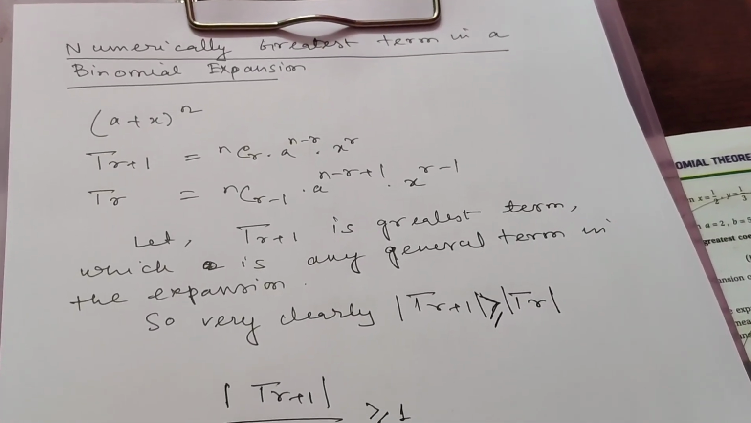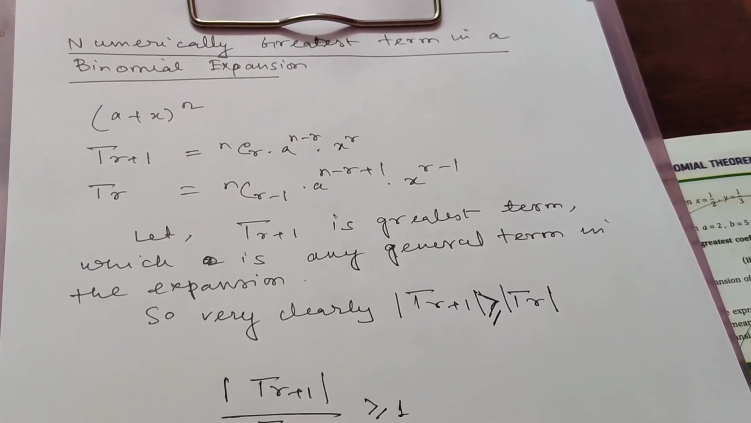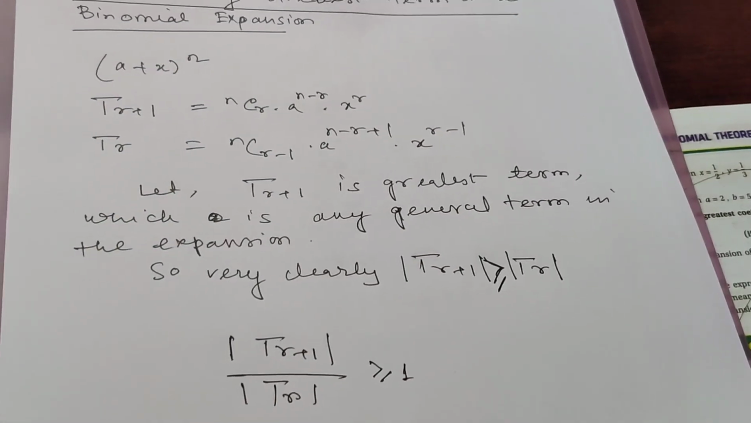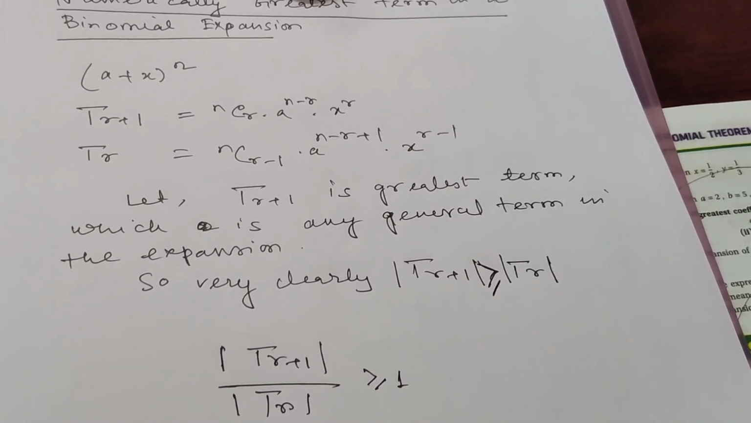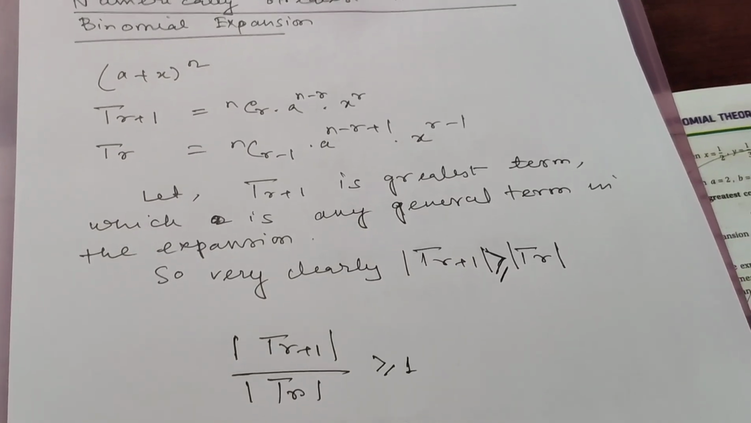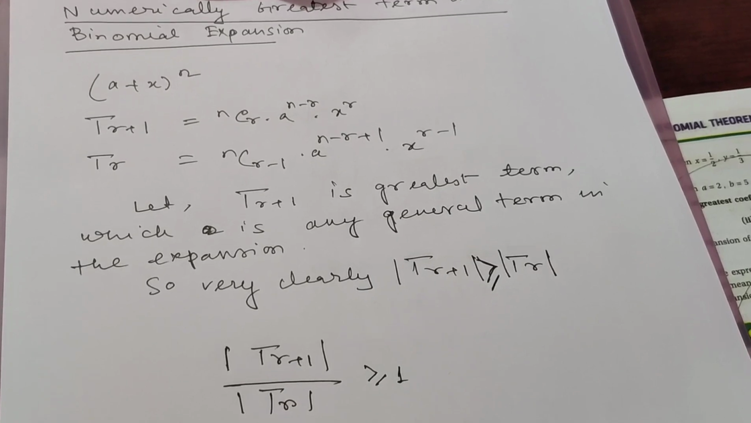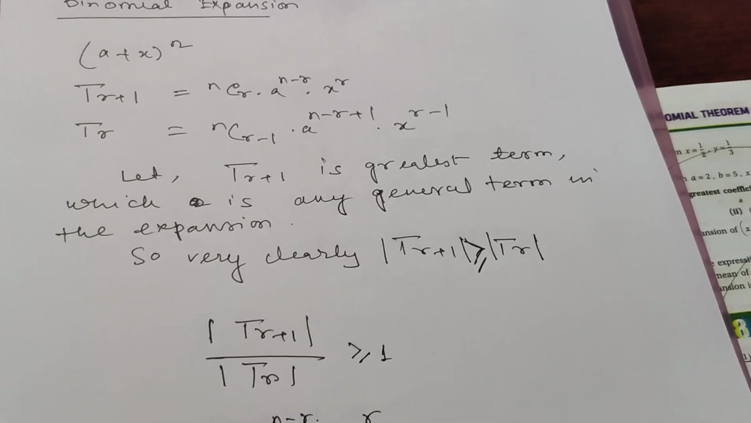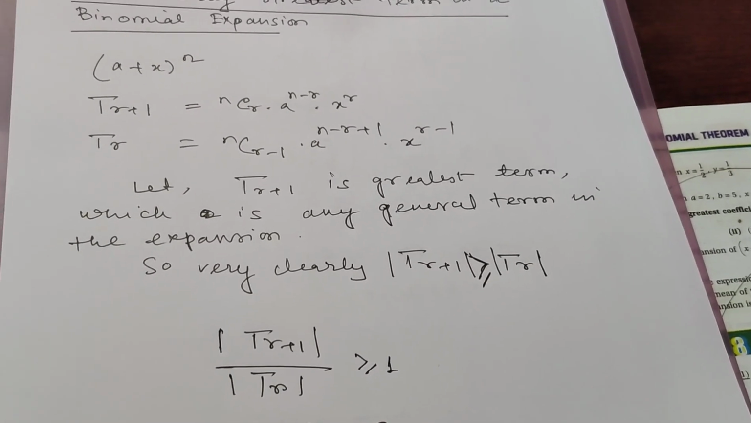Say (a + x)^n is a binomial expansion. As you all know, n is a natural number. Let's think that t(r+1) is any general term in the expansion, and the consecutive term is t(r). So if we consider t(r+1) the greatest term, then it is quite obvious that it will be greater than the next term or equal to the next term.